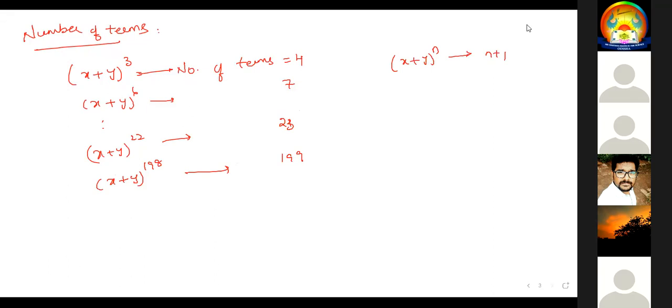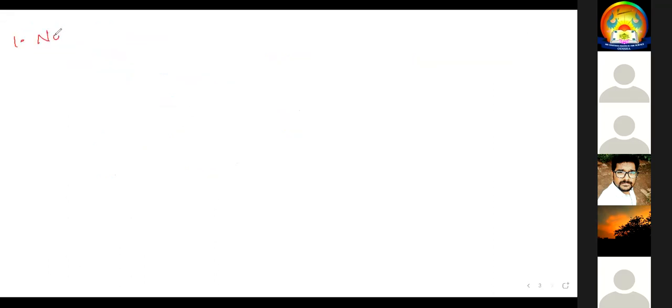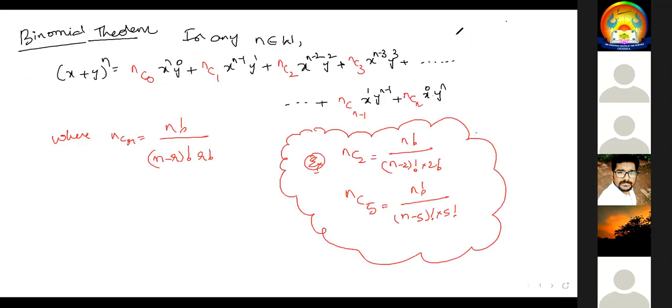Okay, so we have to write that as point number 1: number of terms in the expansion of x plus y whole power n are n plus 1. And have a look at the first board. This is the first term. This is the second term. This is the third term. This is the fourth term.